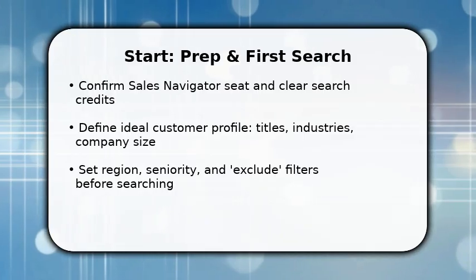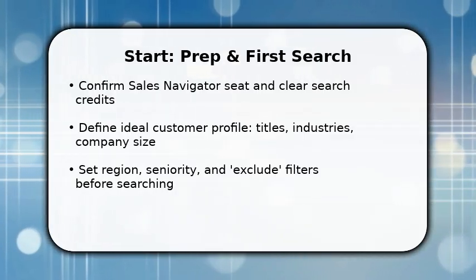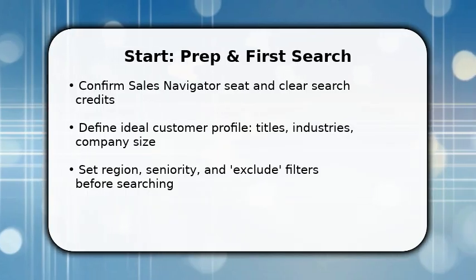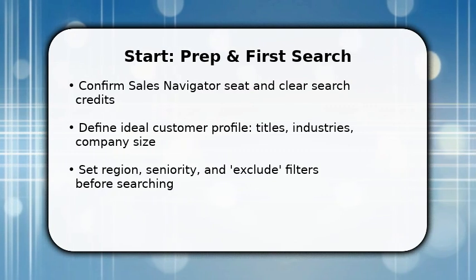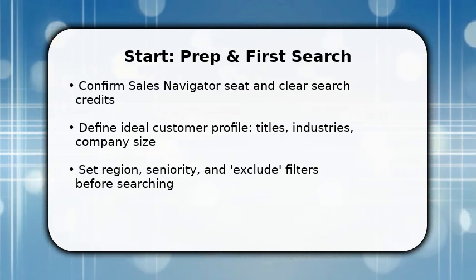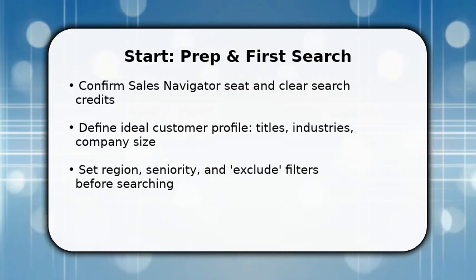Next, add keywords and Boolean title variations so you capture target titles and common role spellings. This focused initial search reduces noise and surfaces high-quality prospects immediately, letting you move faster into list build.